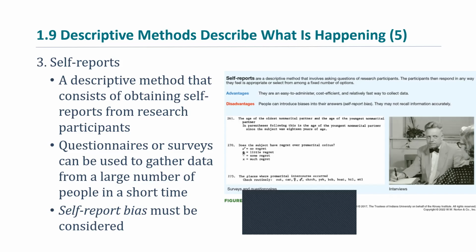So you're getting information from inside of them that you cannot directly observe just by asking them in your survey or your questionnaire or in an interview. That's another type of self-report. Those questionnaires and surveys are the ones that can gather the most data quickest and cheapest. But interviews have advantages as well.